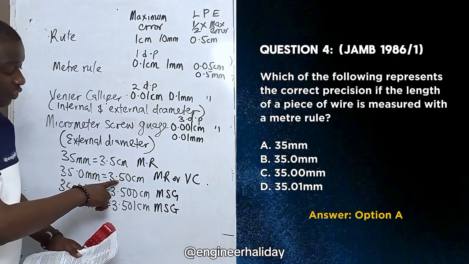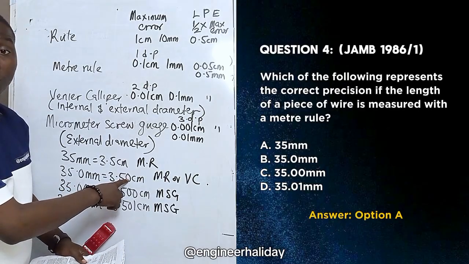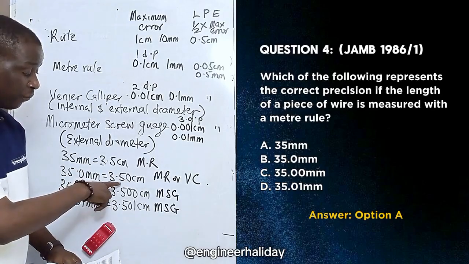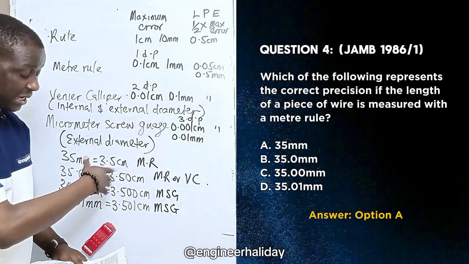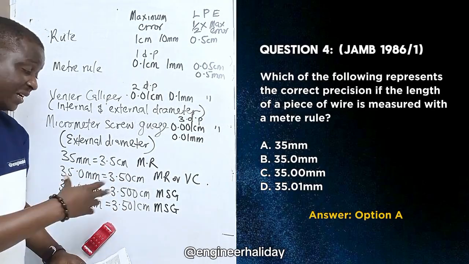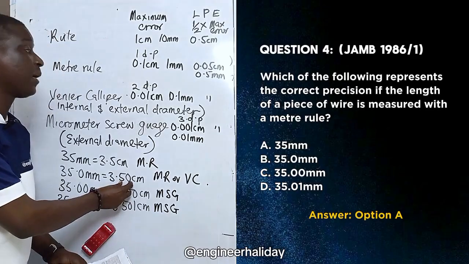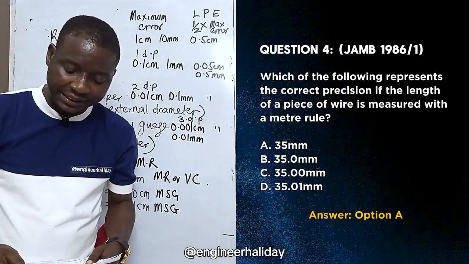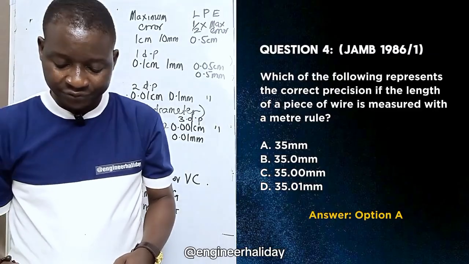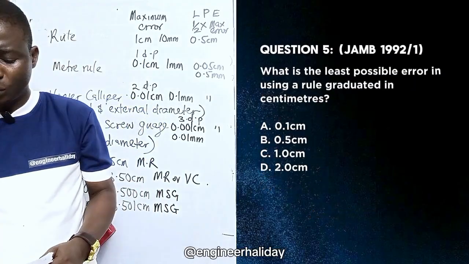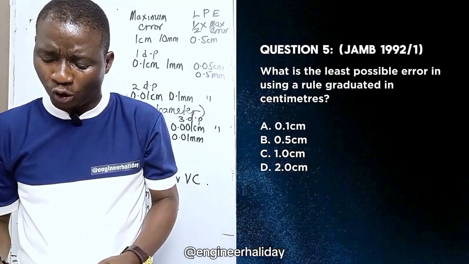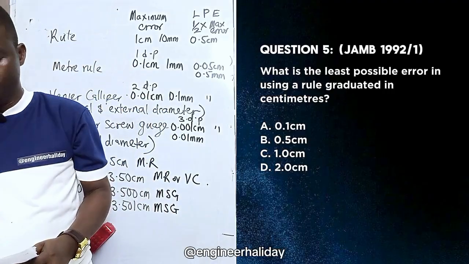I told you this one can be, 0 is a multiple of 5 because 5 plus 5 is 10, with 0 indicating 10 here. So we can also use the meter rule to measure it. I use vernier caliper because that's what gives 2 decimal places in centimeter. So in that case, I will go with A. A is very correct.